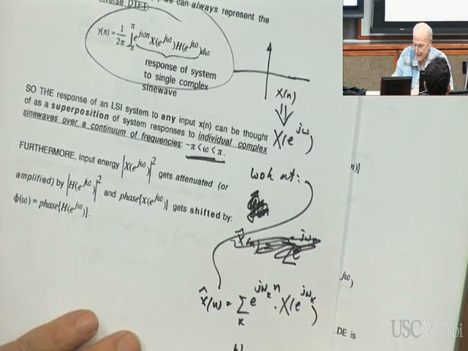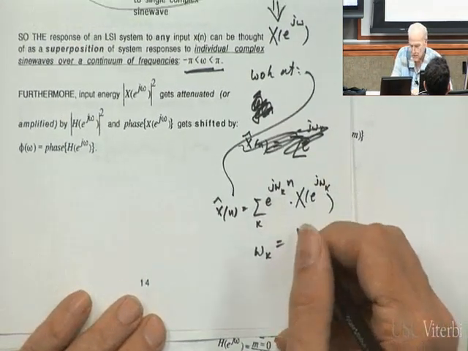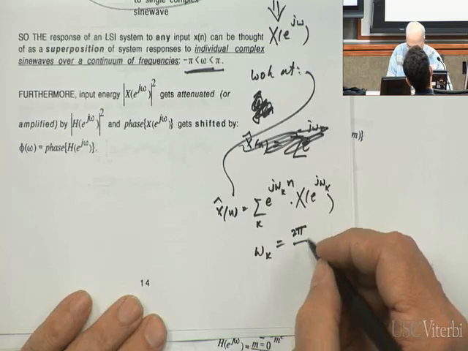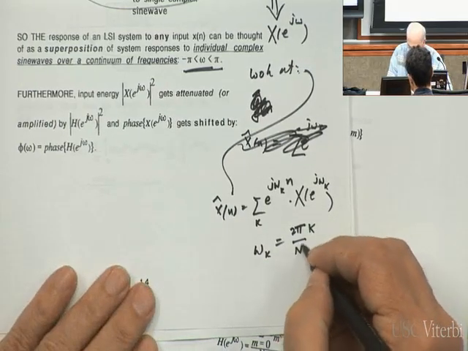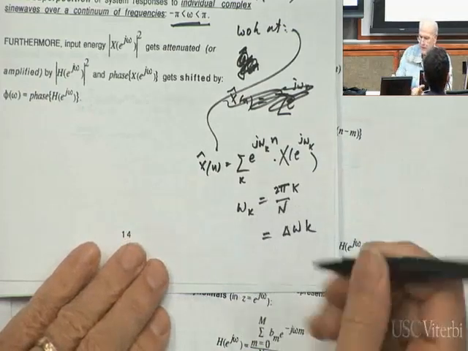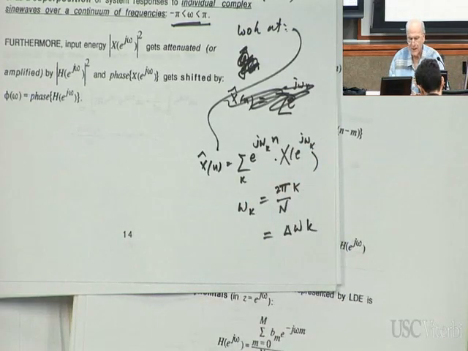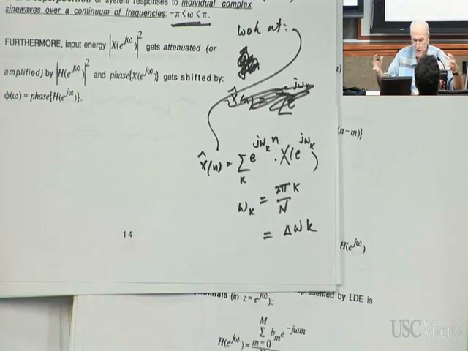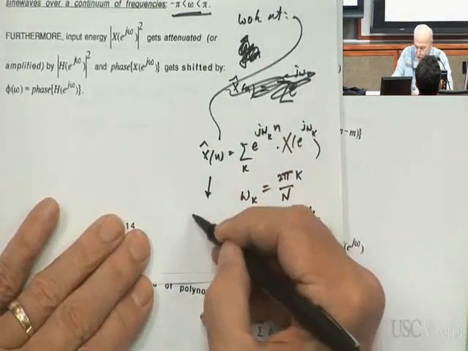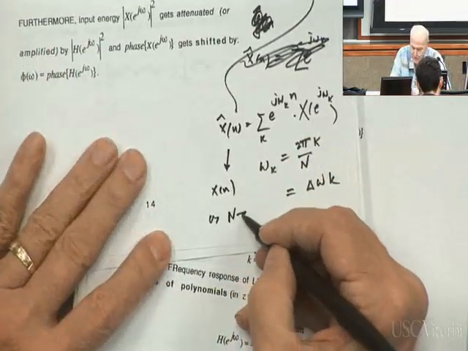where omega k is equal to 2 pi k over n, which can be thought of as delta omega times k, where delta omega is 2 pi over n. So in other words, you keep breaking up the interval 0 to 2 pi, or if you want, minus pi to pi, into smaller and smaller frequency chunks, generating more and more of these sine waves, and add these together. What you will find is that this will approach, or it should approach, x of n as the number of sine wave frequencies n goes to infinity.